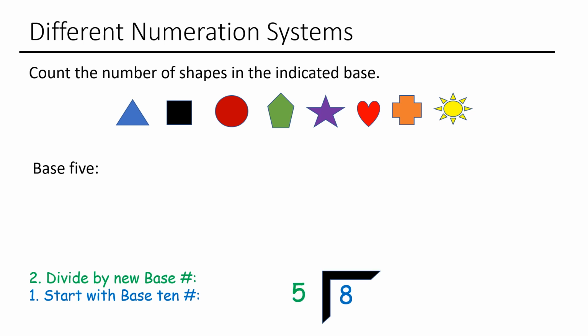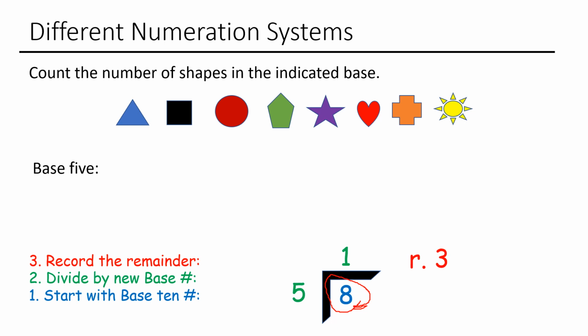Now, 5 will divide into this 8. How many times? One time. Then 1 times 5 is 5, and so my remainder is going to be 3. I put my remainder over there. Now, am I done?